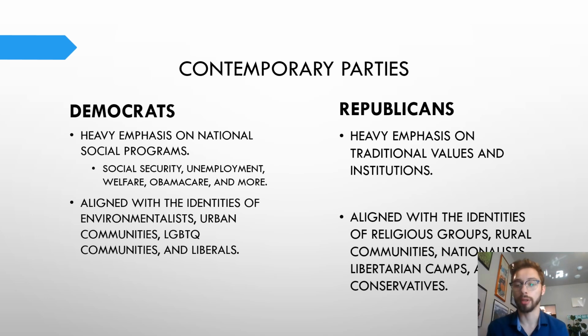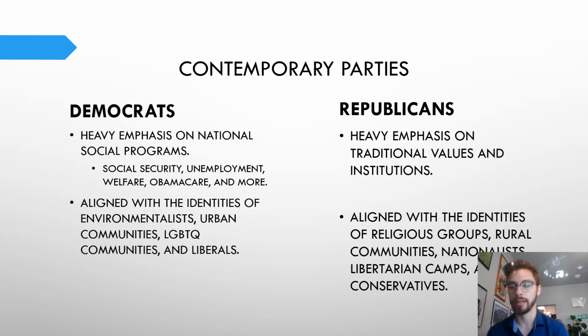If you look at the conflict among Roe v. Wade, you see Democrats trying to implement national protections for this issue, while Republicans are focusing on the states' rights dimension of it. And so you see a focus on national protections through the Democratic Party. We also see them generally aligning with identities of environmentalists, urban communities, LGBTQ plus communities, and the liberal identity.